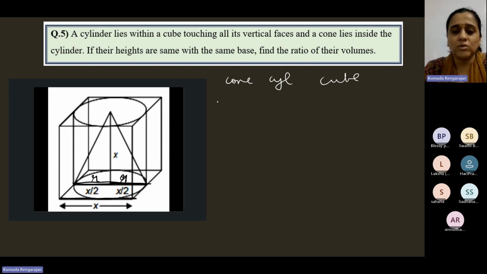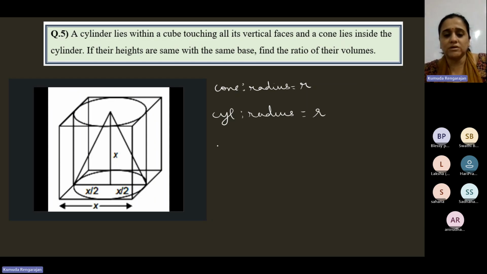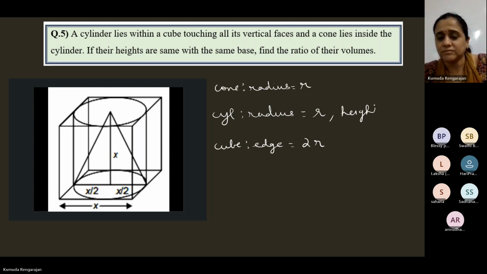Now let the radius of the cone be r. So for the cylinder also, the radius is r. Now for the cube, the edge is 2r. So what's the height of the cylinder? 2r. What is the height of the cone? 2r.